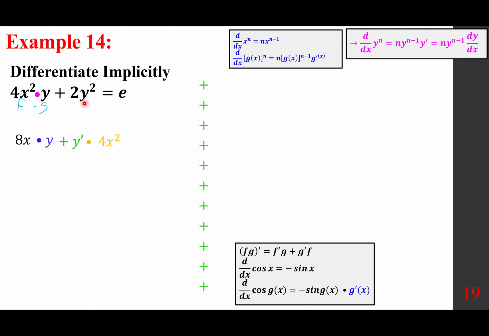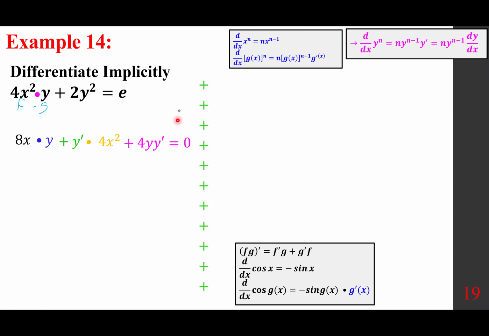This one, reminding you of the extended power rule: the derivative of g of x to the power of n is n, g of x to the power of n minus 1, g prime. And g is the same as y. Therefore, the derivative of y to the power of n is n, y to the power of n minus 1, y prime, or dy/dx. And so, never mind the 2. This one would be 2y y prime. With this, 2 becomes 4y y prime. E or any other number results in 0.